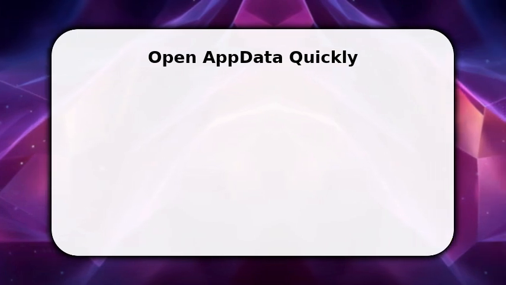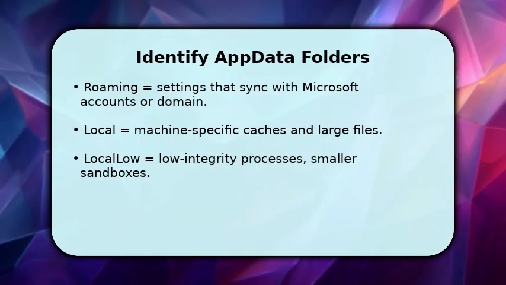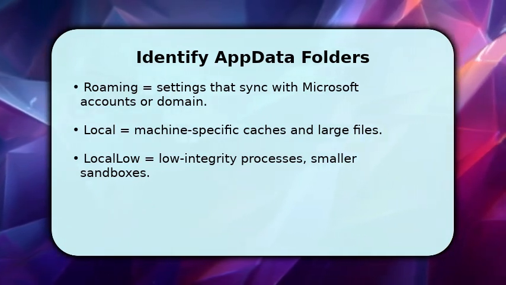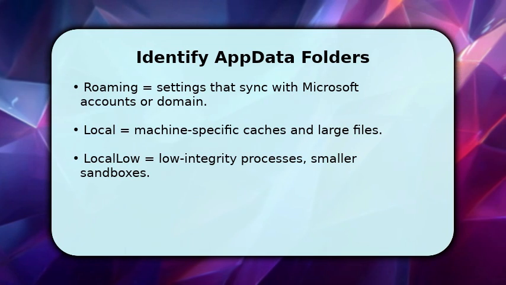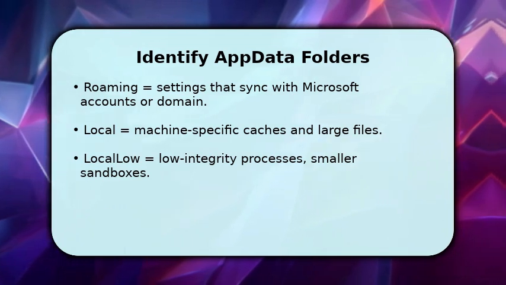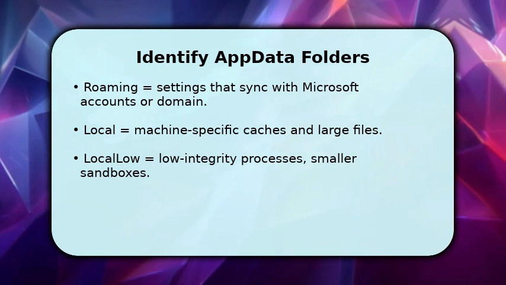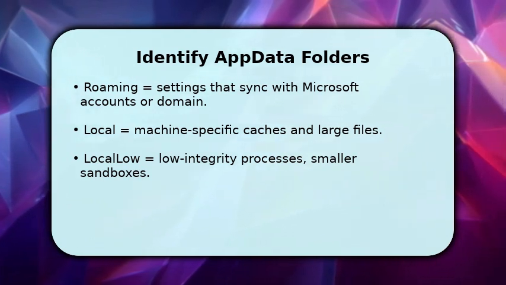Understanding these shortcuts saves minutes and prevents mistakes. Once inside AppData, learn why folders matter. Roaming holds settings that move with your profile, so save preferences there. Local keeps caches and large files tied to this PC, so don't move them. LocalLow contains data for low-integrity apps like some browsers.